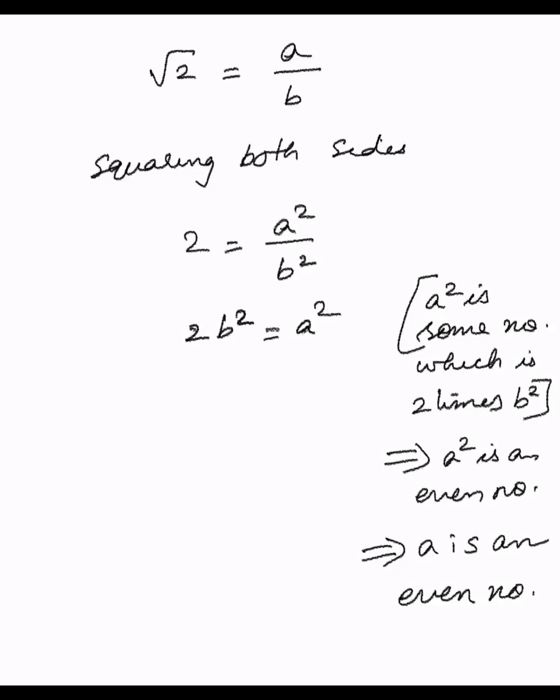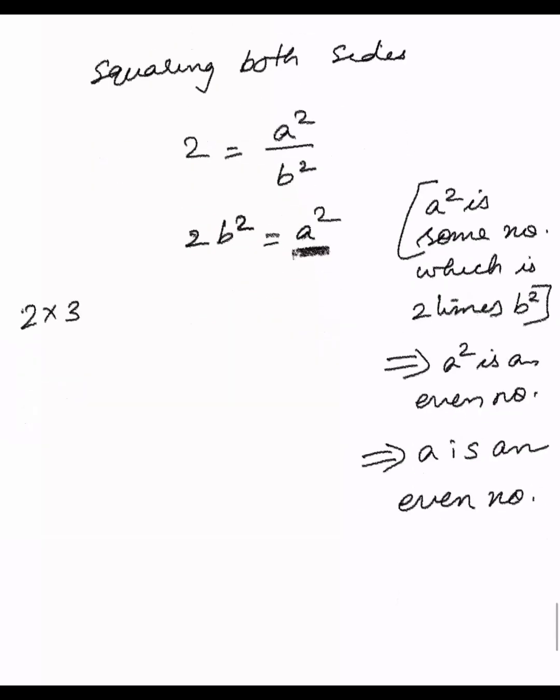So a square is an even number. How did you understand? A square equal to 2 times b square. 2 into 3, 2 into any number is always an even number. That is the reason why we are assuming that a square is an even number. So when a square number is an even number, its square root is always an even number. So here a is an even number.